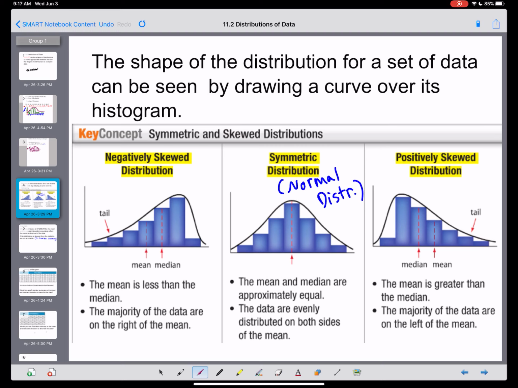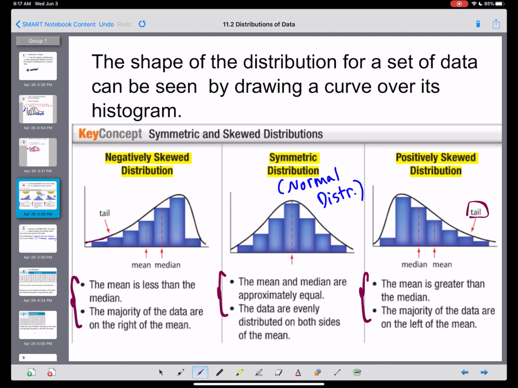The tail is where it trails off, so this is called negatively skewed when the tail is on the left. When the tail is on the right, it's positively skewed. And the word skewed just means that it is not in the middle. These little bullet points are actually very important too, so let's make sure we copy that.